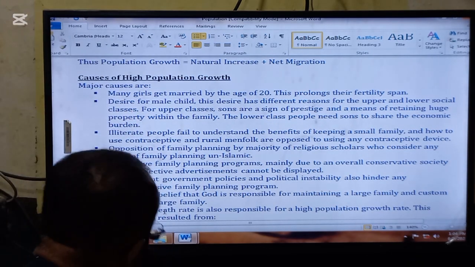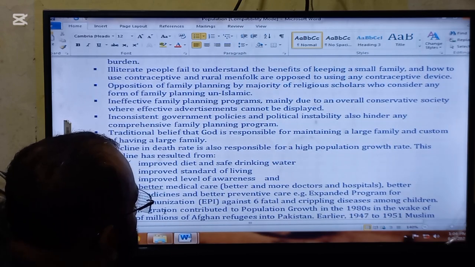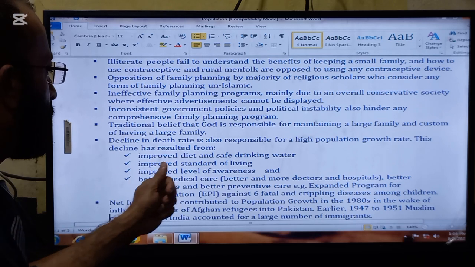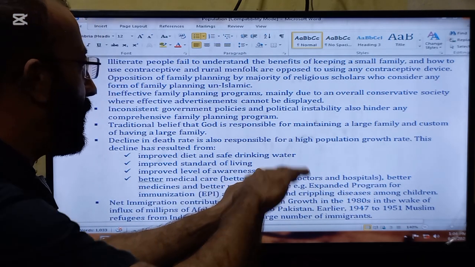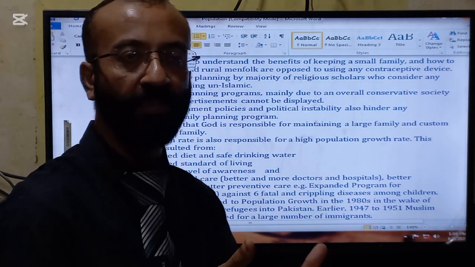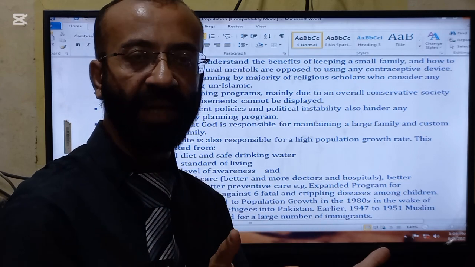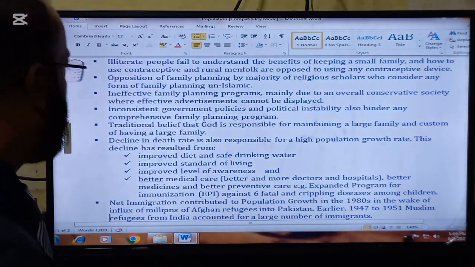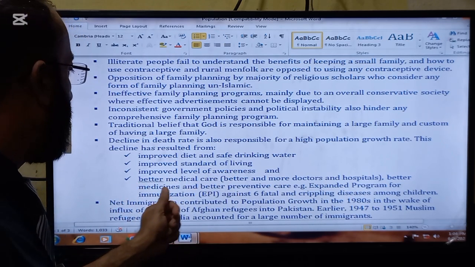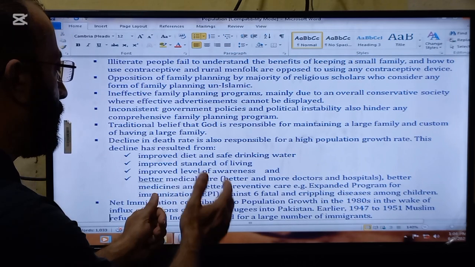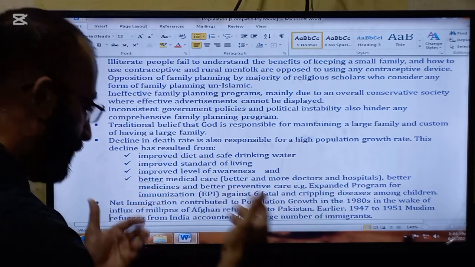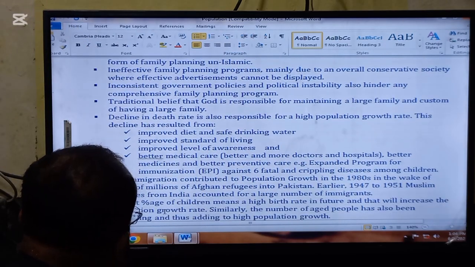Next is decline in death rate, which is also responsible for the high population growth rate. This decline has resulted from improved diet and safe drinking water, which is reducing the death rate. That's why population is growing, because children are more and people are dying less. So this is the reason. Next is improved standard of living, improved level of awareness, and better medical care. So these are the things due to which death rate is reduced, but birth rate is still high. That's why the population growth rate is much higher.